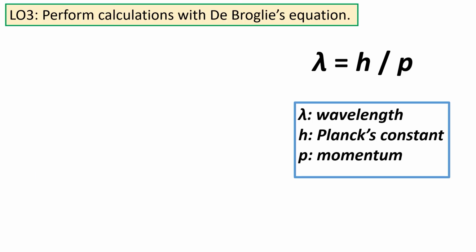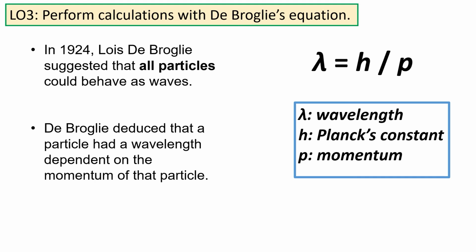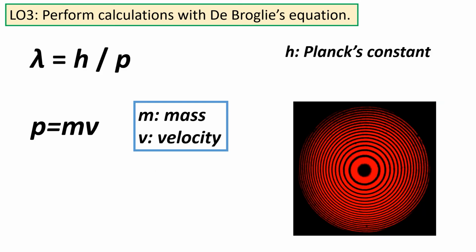What's interesting is that wave-particle duality was hypothesized before it was confirmed by electron diffraction experiments. In 1924, Louis de Broglie suggested that all particles could behave as waves. He also deduced that the wavelength of a particle was inversely proportional to its momentum. It's important to remind ourselves as well that momentum of the particle p is equal to the mass multiplied by the velocity. Subbing this into the first equation, we get that the wavelength is inversely proportional to m and to v. In this equation, h is again equal to Planck's constant.